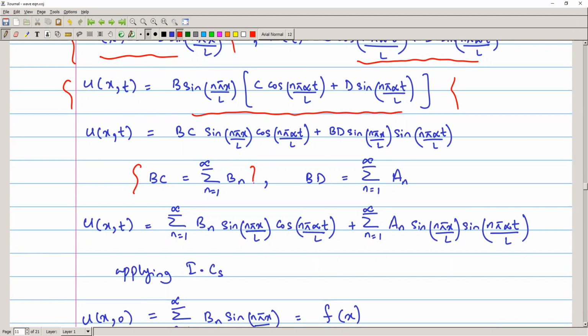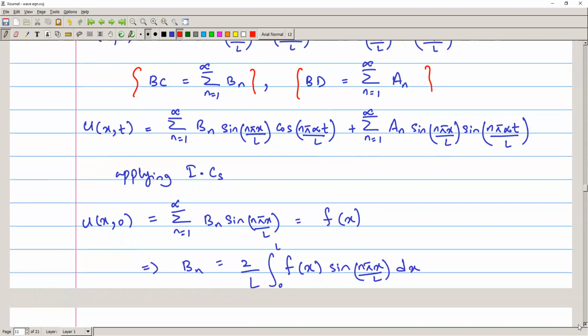Right, so we are calling that bc is equal to summation n equals 1 to infinity bn, and bd is equal to summation n equals 1 to infinity an, right? So here now the solution will be in this form. Right, now we can apply the initial conditions to find these constants bn and an.